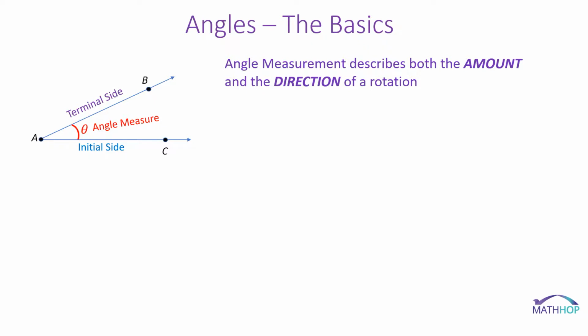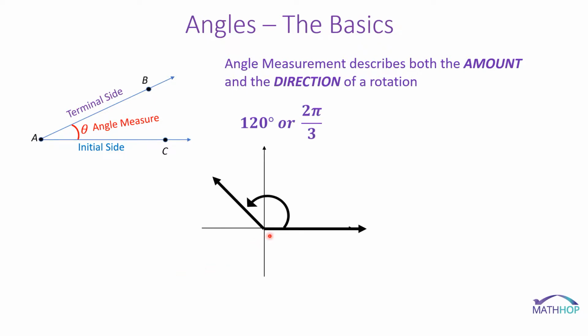And that means we can have positive and negative angles. We have 120 degrees here, or 2 pi over 3 radians. So we go from the initial side and we rotate counterclockwise, the direction we're kind of used to going in, and we stop here at 120 degrees, or 2 pi over 3. So positive angles rotate counterclockwise.